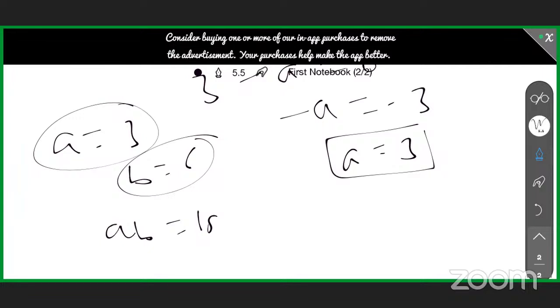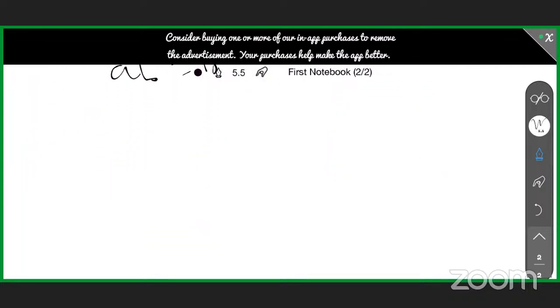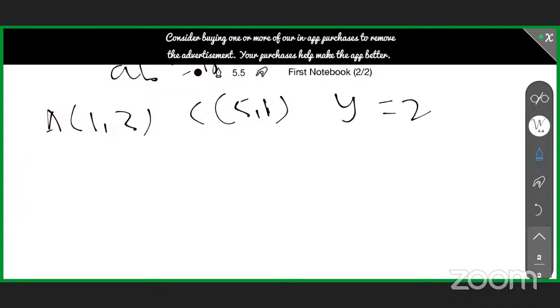Points 1 comma 3 and 5 comma 1. Let us say A is equal to 1 comma 3 and C is equal to 5 comma 1. They are opposite vertices of a rectangle. The other two vertices lie on the line y is equal to 2x plus c. Find the remaining two vertices.